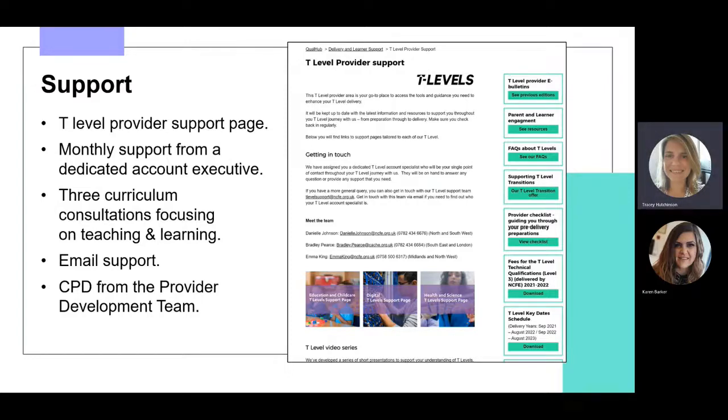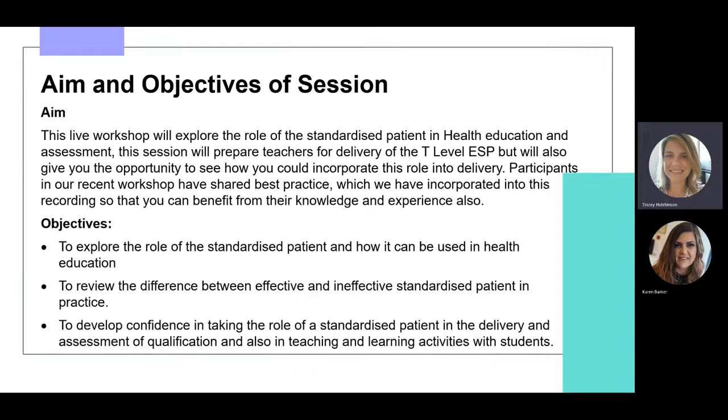Just to recap our aims and objectives of the session: we were exploring the role of the standardised patient. We have explored how to become an effective practitioner and how to become confident in your role to have the best impact on your students.